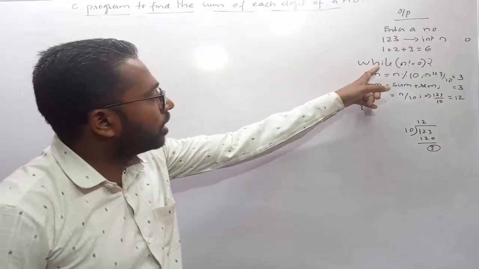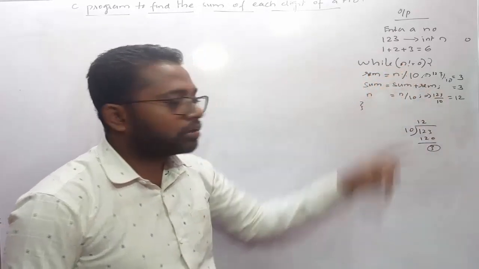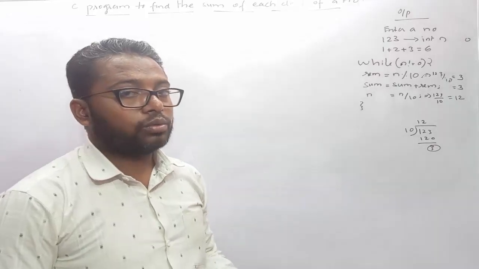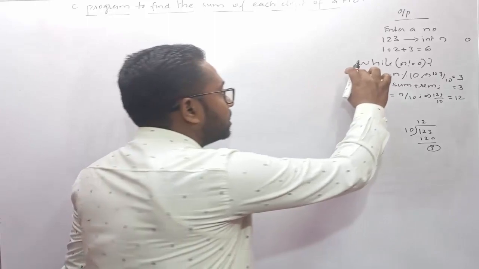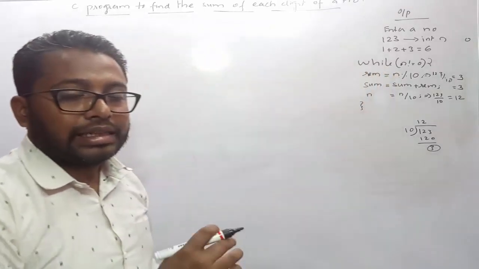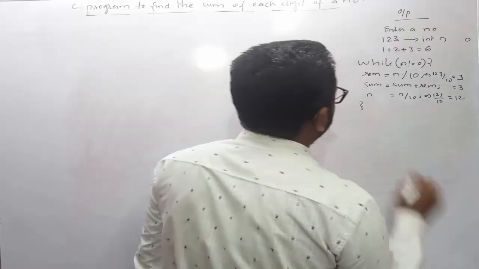Again control will come to the while loop, where it will check whether the value of n, which is 12, is not equal to 0. Yes, the condition is true. When the condition becomes true, control will come inside the while loop to perform the same set of tasks. This is the second iteration, the second time I am performing the same task.